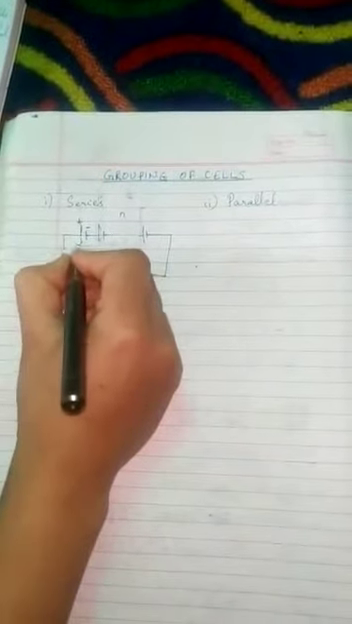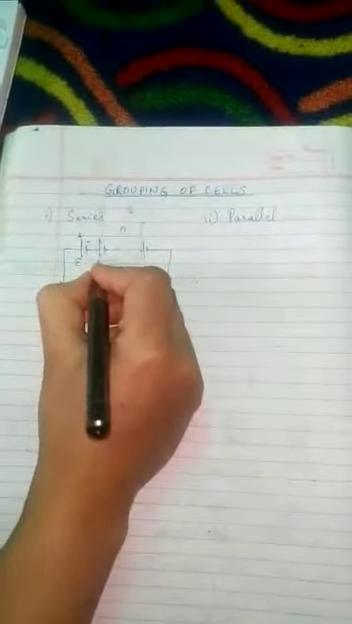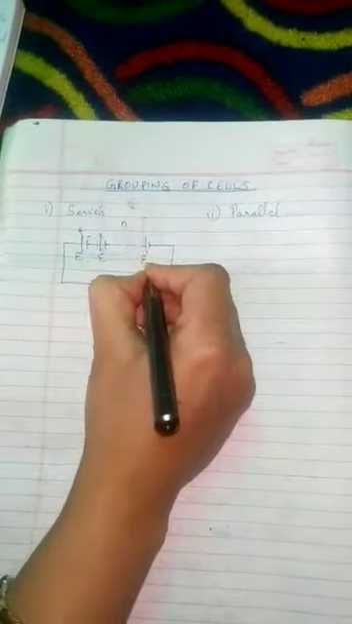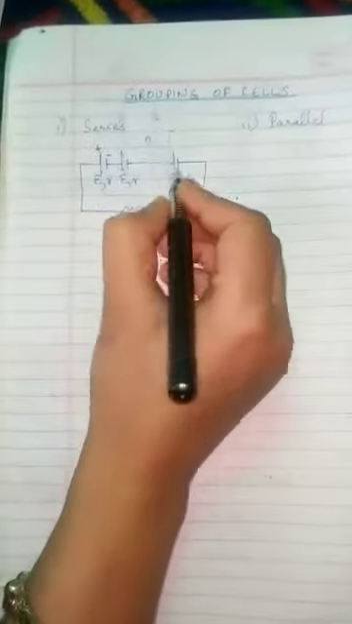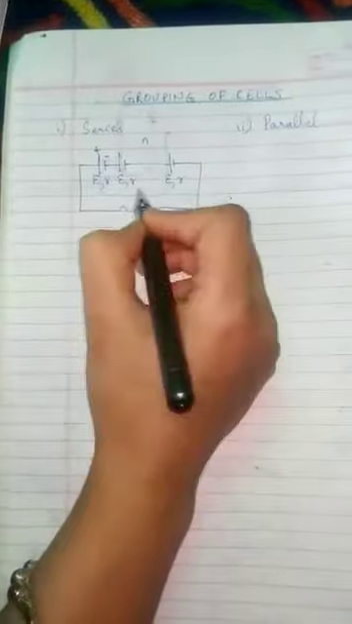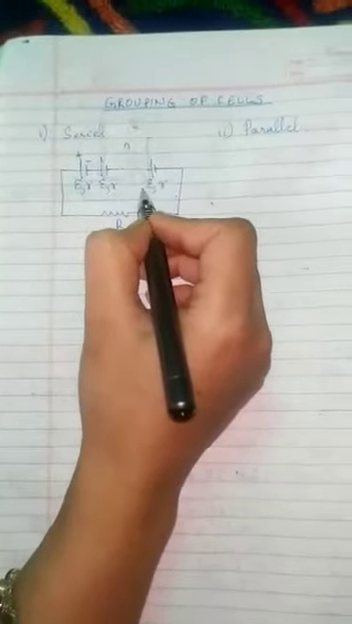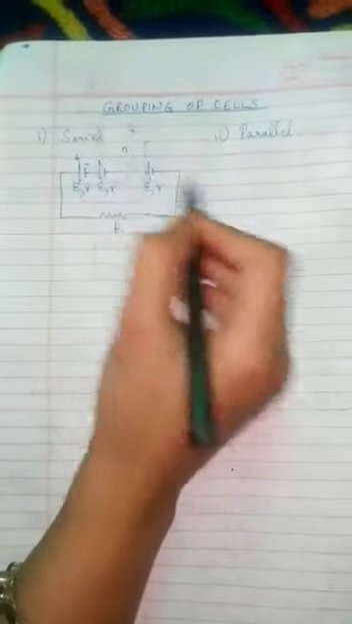Let epsilon be the EMF of each cell. That means all the cells have the same value of EMF and they all have the internal resistance equal to r. And they are connected to an external resistance capital R. Now, what will be the total combination? What will be the EMF of the total combination?